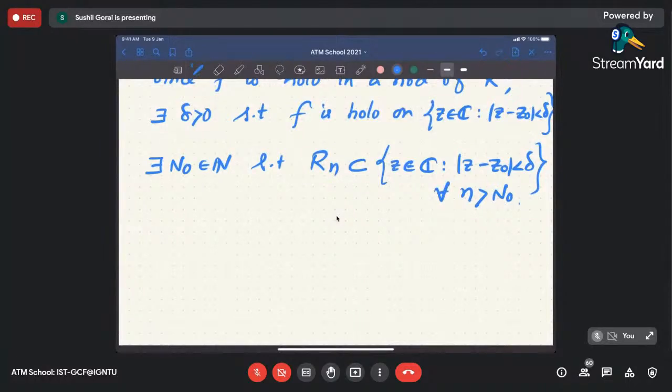Now we'll use holomorphicity and a little bit of estimate of holomorphicity. So F is holomorphic at Z0, or in a neighborhood of Z0, right? At Z0, while at Z0 one does not say in the neighborhood of Z0.